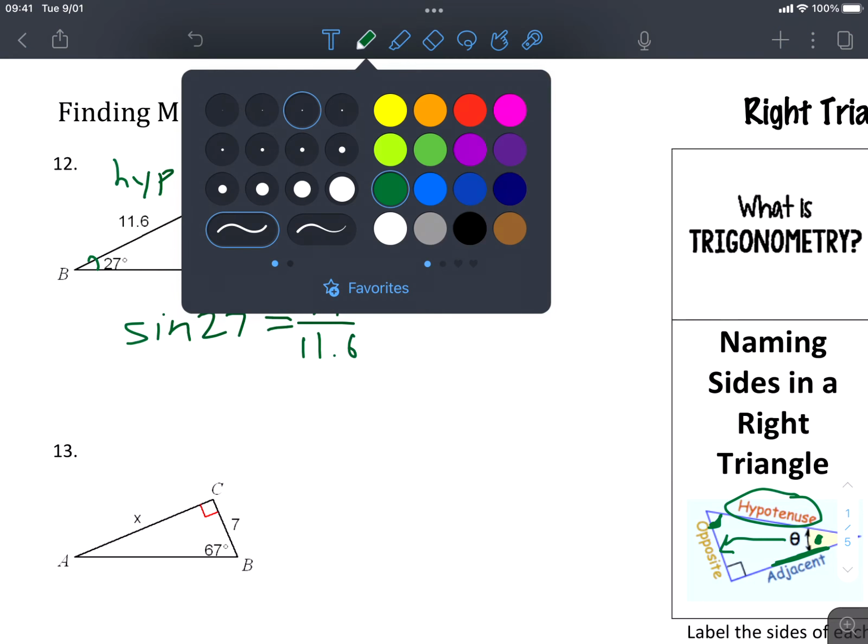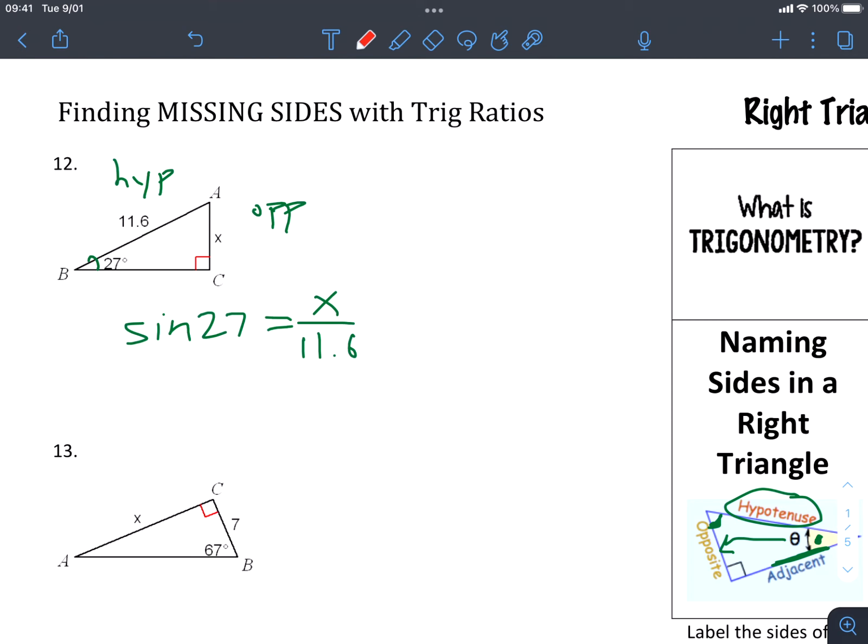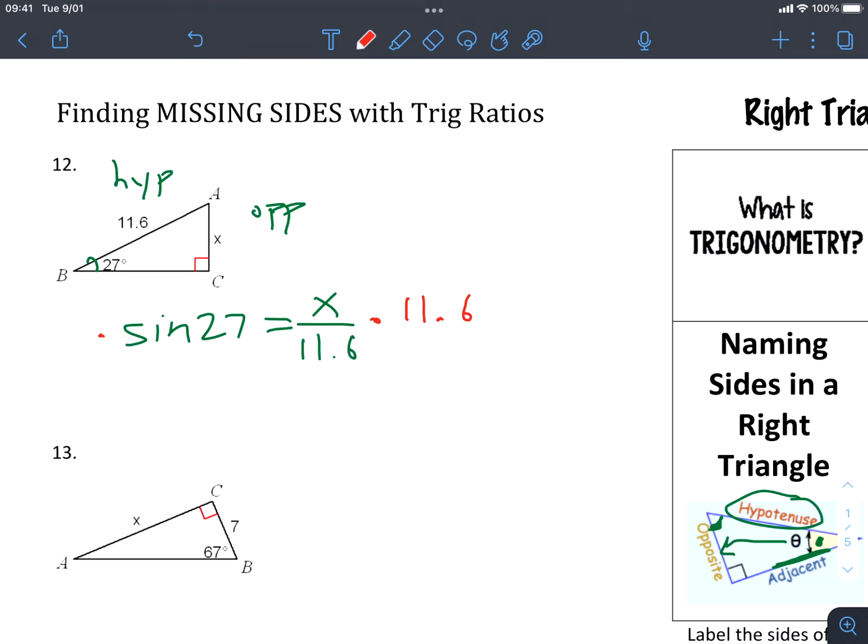Now, if you recall, our properties of equality tell us that if I want to get rid of division, I have to do the opposite. I have to do multiplication. So if I want to get rid of the 11.6, I'm going to multiply by 11.6. But remember, the properties of equality tell me that if I do something to one side, I also have to do something to the other to keep the equation equal. I can't just change one side, I have to change both sides by the same thing. So I'm going to multiply both sides by 11.6.